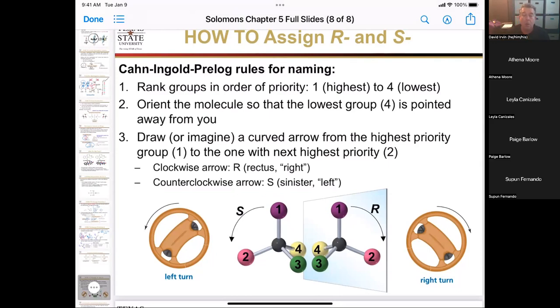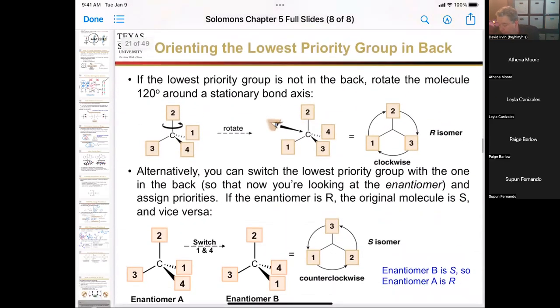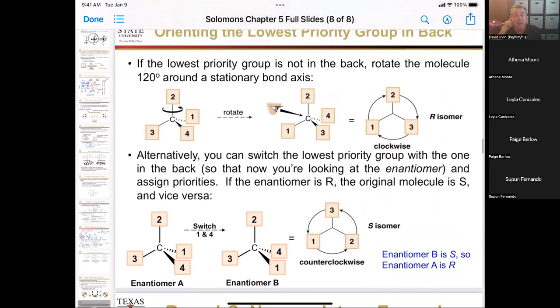So we have 1, 2, and 3 going in a clockwise fashion. That gives us R. What if they're the other way around? What if it's 1, 2, 3, and we're going counterclockwise? Well, that is our S configuration, our sinister, or left configuration. Don't get mad, it's just very old nomenclature. But the thing we're looking at here is clockwise is R, counterclockwise is S. So let's look at this. There are several different ways to do this. I like to use my hand because I can take it everywhere.